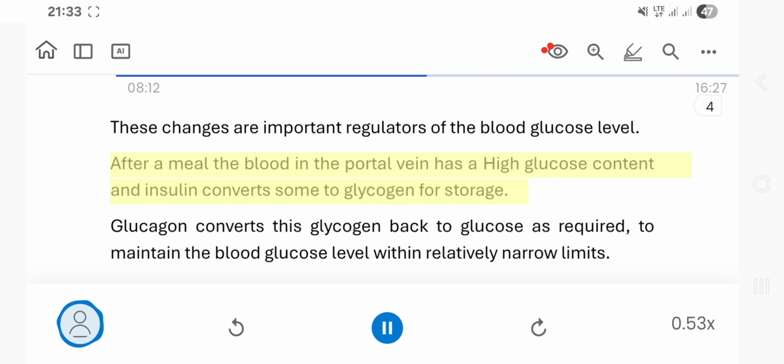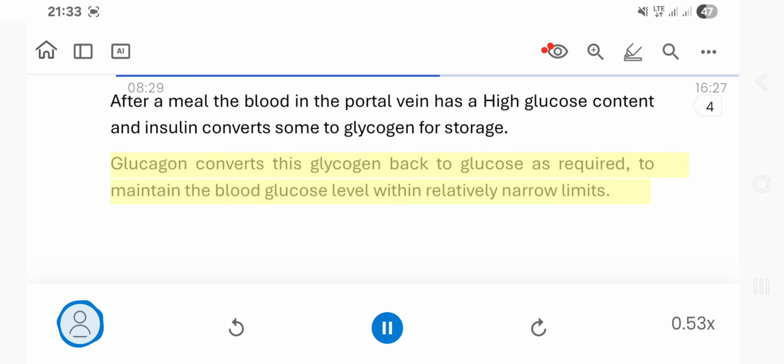After a meal, the blood in the portal vein has a high glucose content and insulin converts some to glycogen for storage. Glucagon converts this glycogen back to glucose as required, to maintain the blood glucose level within relatively narrow limits.